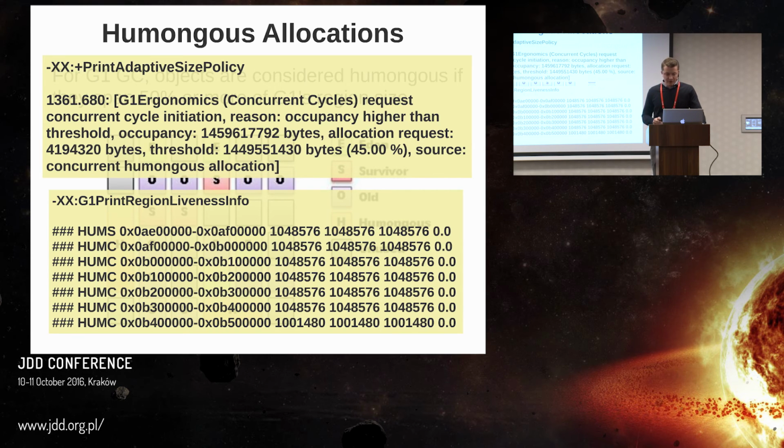Next thing is print region liveness info, but this will print you information about each humongous object that you have. So here we have humongous start and continuous. In this case, that was a humongous object that was as big as 7 regions.